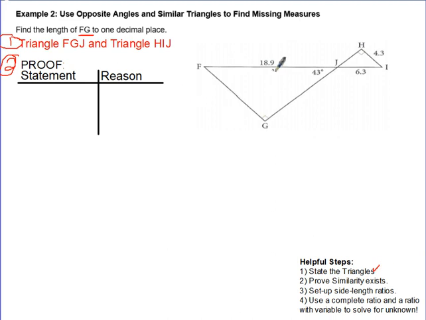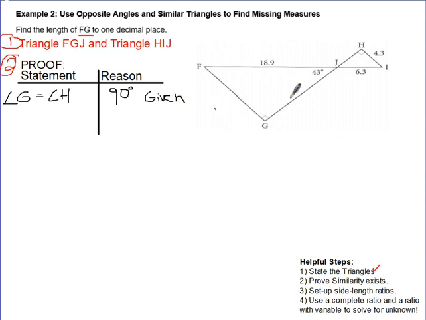So how are we going to do that? Well, how about this? Notice that angle G and angle H are both 90. They're equal to one another. So let's go ahead and write that. Angle G is equal to angle H. And the reason is that they're both 90 degrees. And that's given to us as a gift.